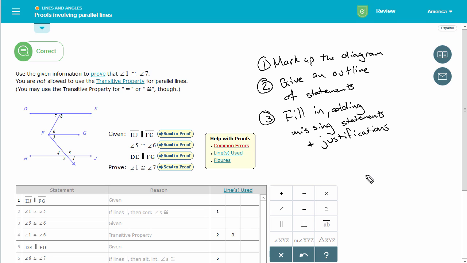Right? There are different kinds of proofs. Some of them involve congruent triangles. Some of them involve all sorts of things. For almost all of our proofs, marking up the diagram, giving an outline of our statements, and then filling in our missing statements and justifications will get us where we want to go. There is one special kind of proof, the indirect proof, or proof by contradiction, that works a little bit differently. And we'll see one of those in the next video.